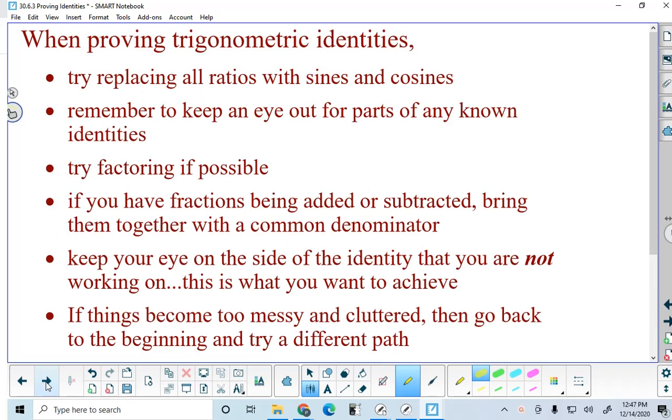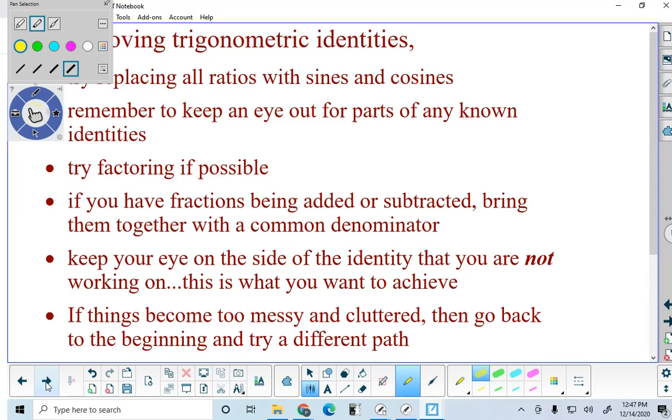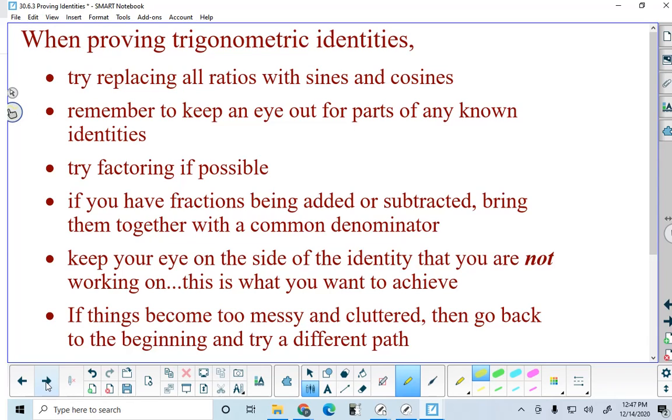So I have on the board here, and I didn't print this out, this is almost identical to that pink sheet you have. So if you have that pink sheet in front of you, which you should, the title of that pink sheet says something like "When Working with Trigonometric Identities." And when working with trigonometric identities, all of these items were recommended to you except for one. And it's this one. So this is what's new.